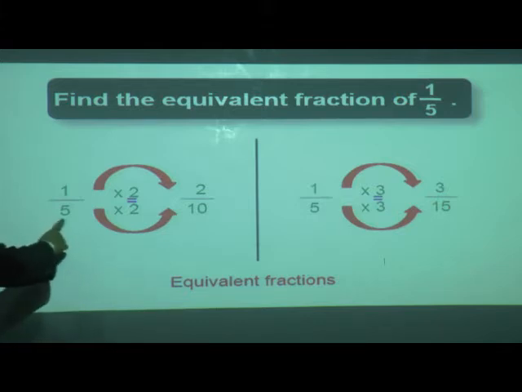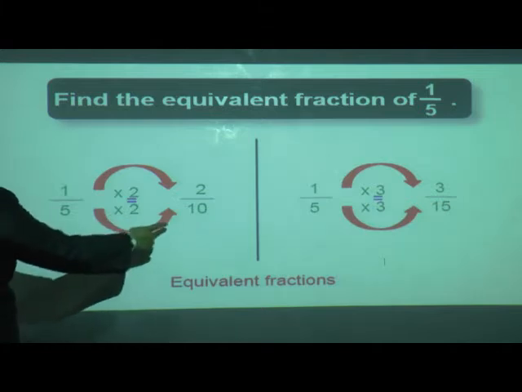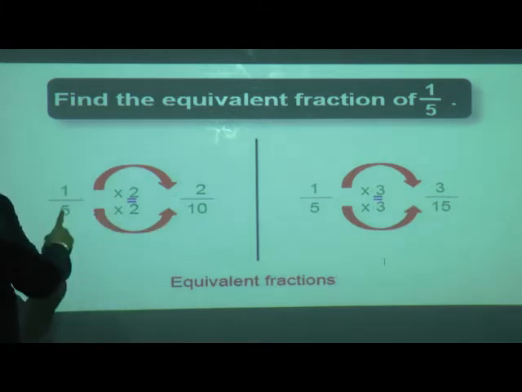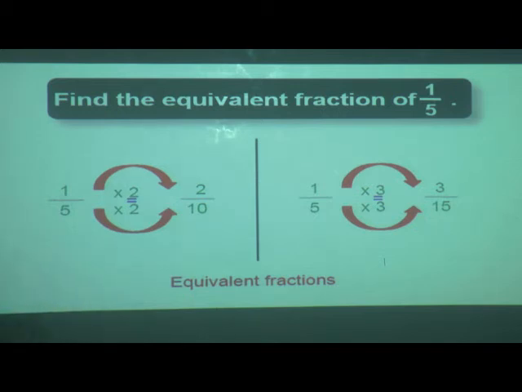To get a denominator of 10, what did we do first? We multiplied the denominator by 2. The same number should be multiplied in the numerator.